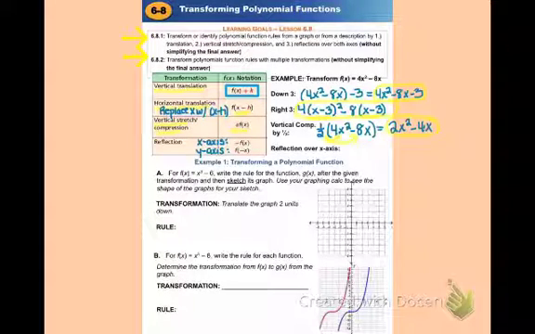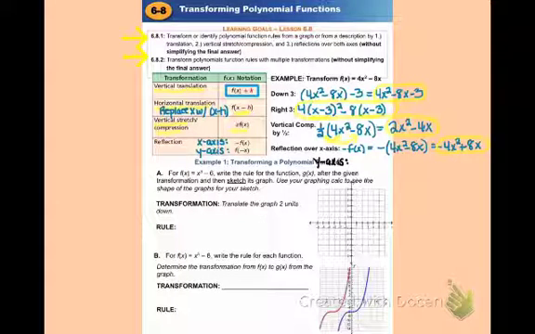Looking first at a reflection over the x-axis, which means we want to use the rule, take the opposite of f of x. Basically what that means is we're going to take the opposite of this whole thing, 4x squared minus 8x. If we were to distribute that negative through, that would give us negative 4x squared plus 8x. And that would be the equation for a reflection of the original over the x-axis.